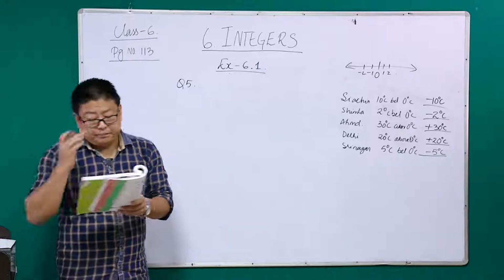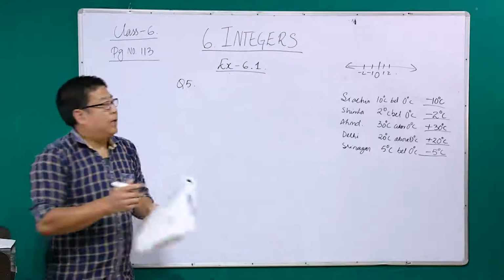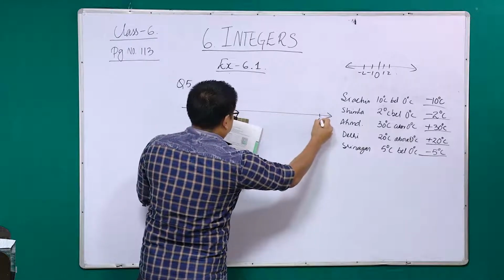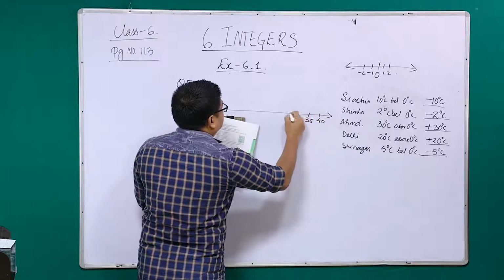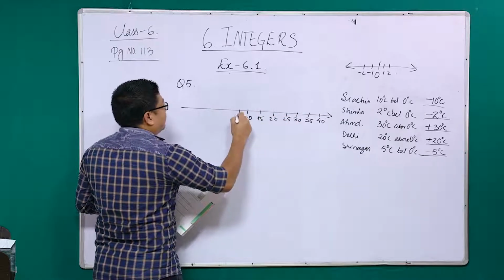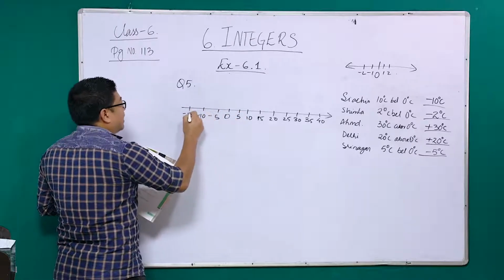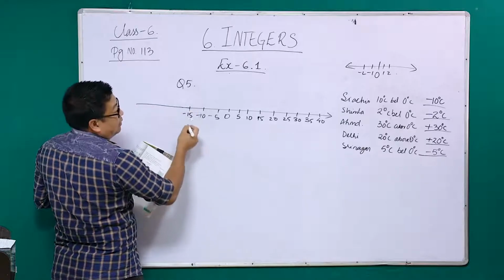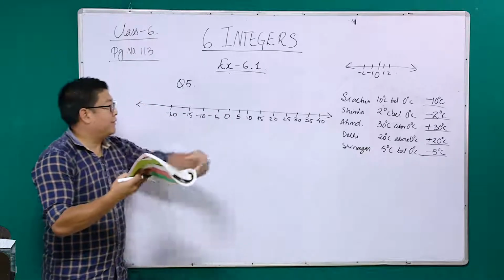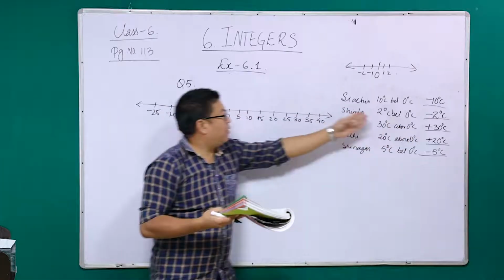The second part, following is the number line representing the temperature in degrees Celsius. Now, a number line is given: 40, 35, 30, 25, 20, 15, 10, 5, 0, -5, -10, -15, and -20. All right, these are the numbers given here. -25 is also given. Now we have to plot this on this number line.